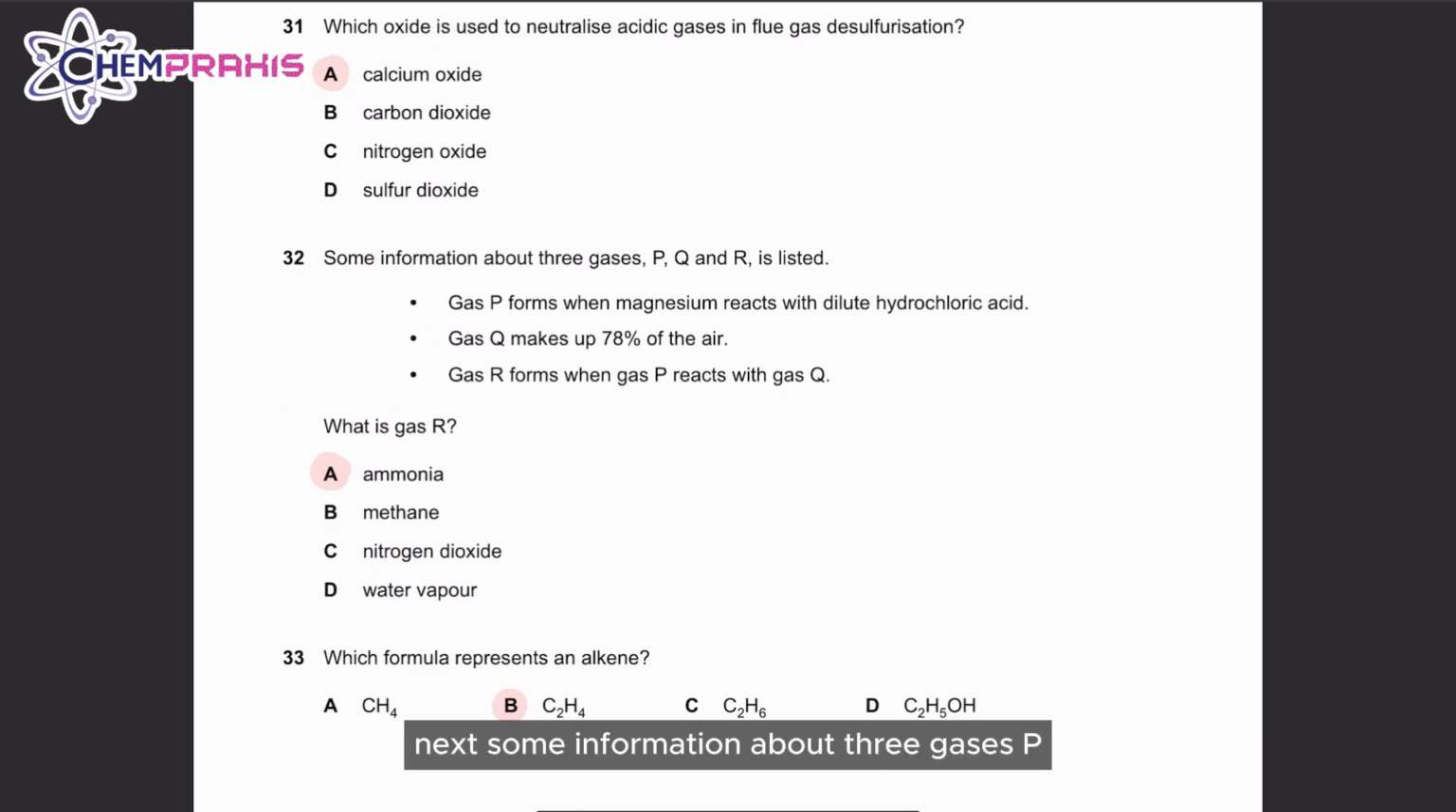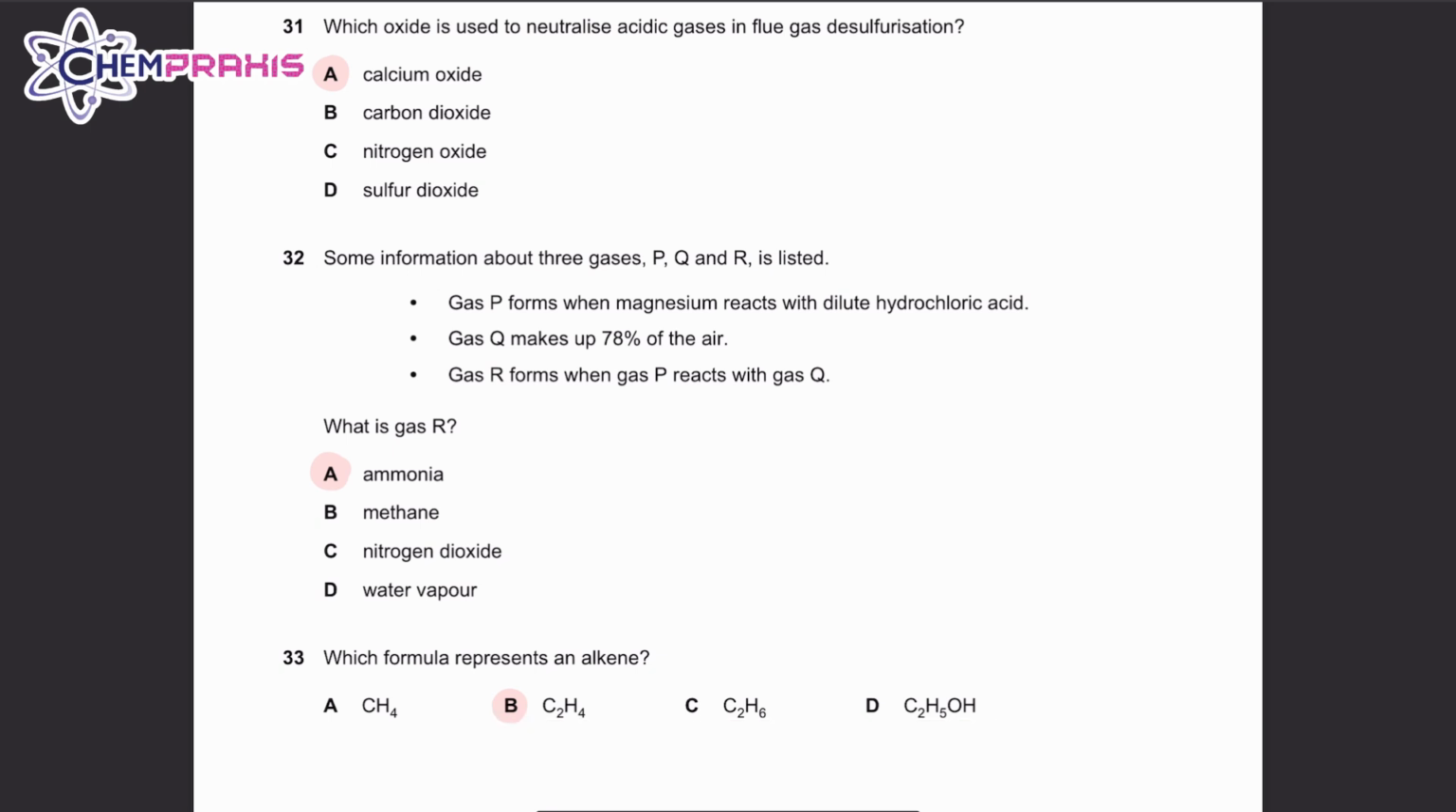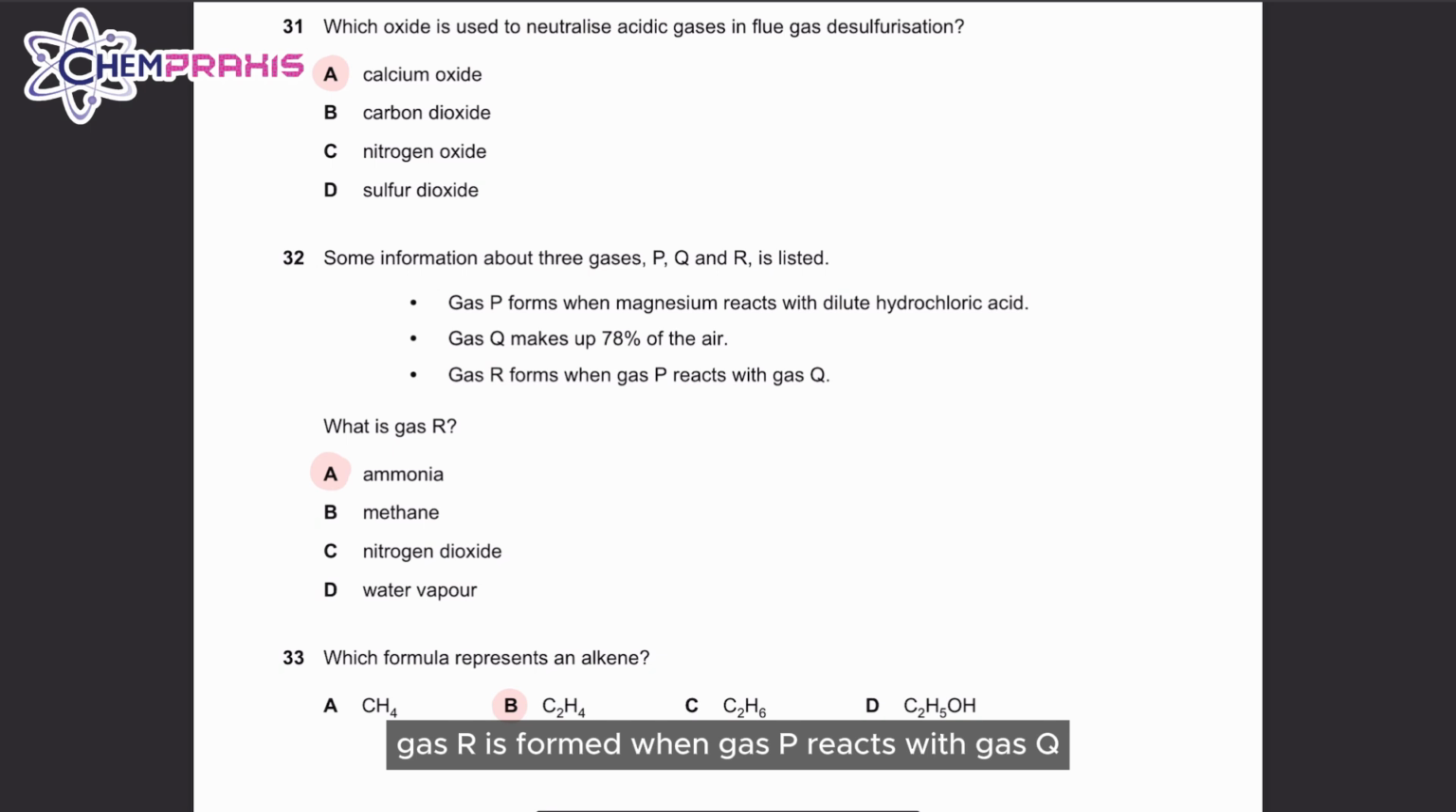Next, some information about 3 gases P, Q, and R is listed. What is gas R? Gas P forms when magnesium reacts with dilute hydrochloric acid. From this, we can determine that gas P is hydrogen. Gas Q makes up 78% of clean air. Nitrogen makes up 78% of clean air, meaning gas Q is nitrogen. Gas R is formed when gas P reacts with gas Q. When hydrogen reacts with nitrogen, it forms ammonia. So gas R is ammonia gas.